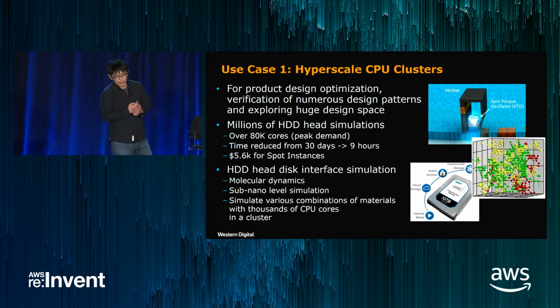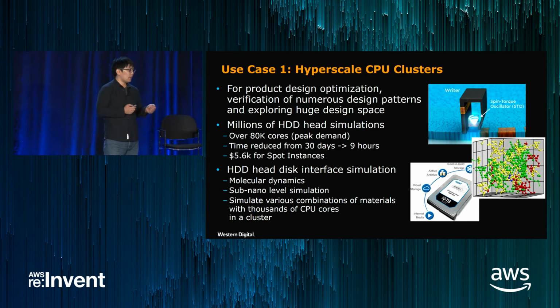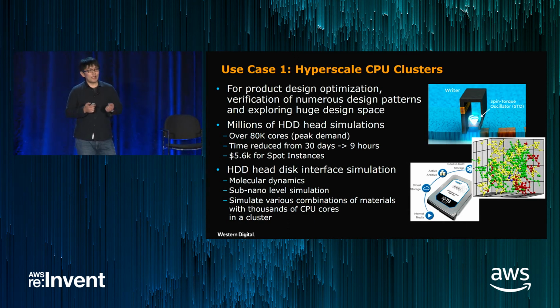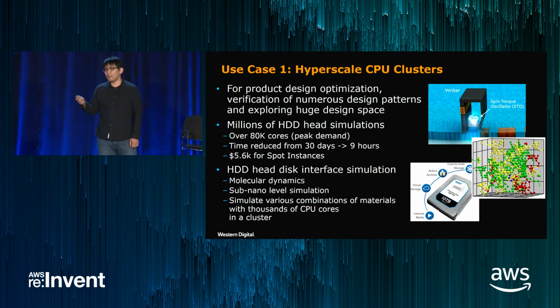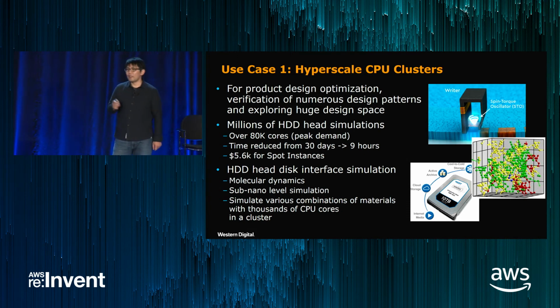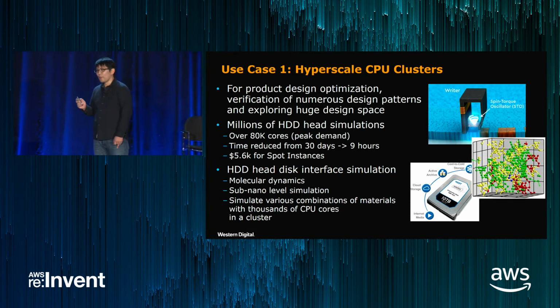Now, we utilize spot instances as much as possible, especially in such a big cluster. For example, we ran 80,000 cores with only $5,600. That shortened 30 days of computing into 9 hours. First result with lower cost. That's a big reason why Western Digital uses AWS for high-performance computing.